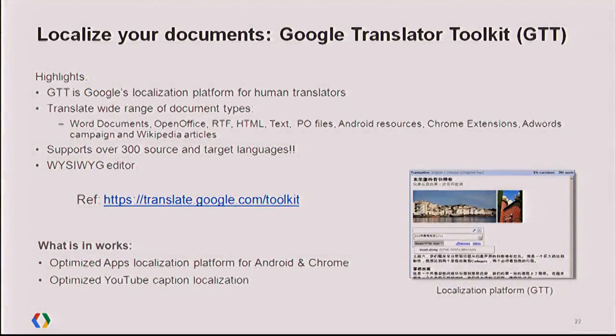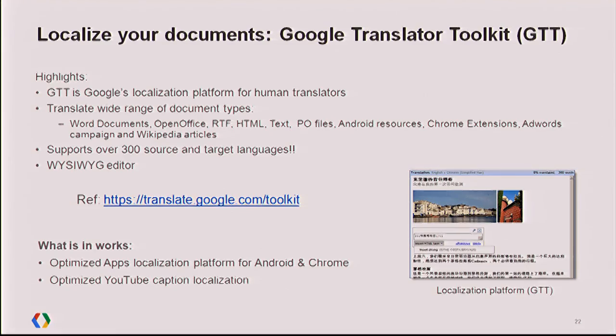Let's now look at localization of your documents, localization of your static files. You could essentially use Google Translation Toolkit, GTT, for doing that. What is GTT? GTT is Google's localization platform for human translators. They can essentially use this to do the translation faster and more accurately, aided by technologies like Google Translate.